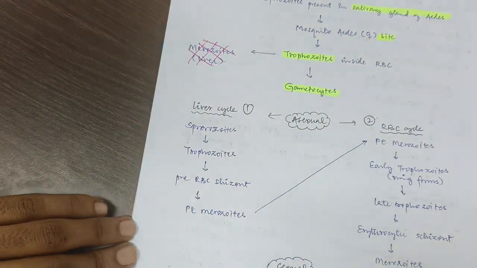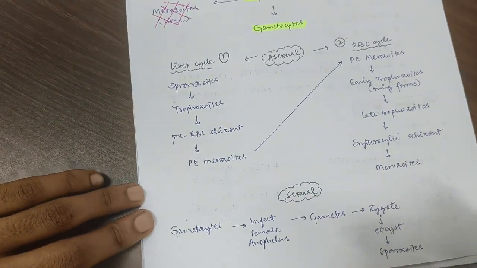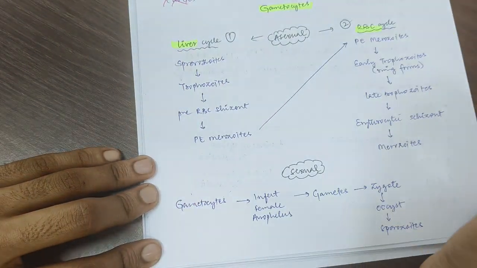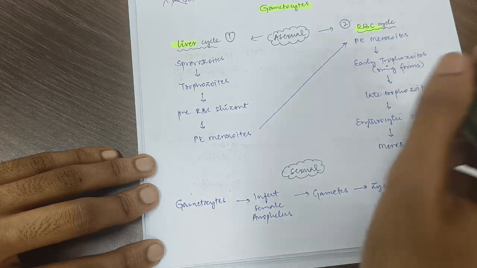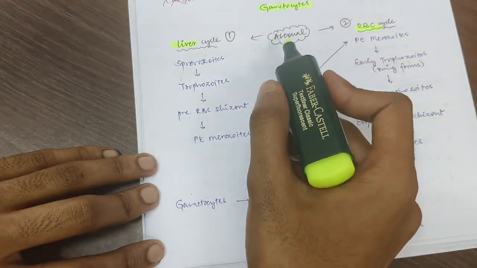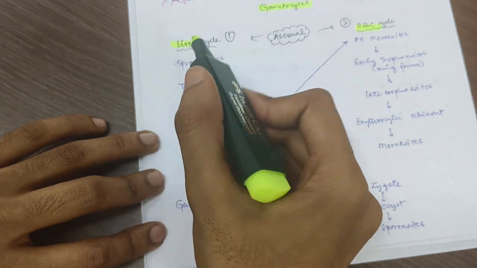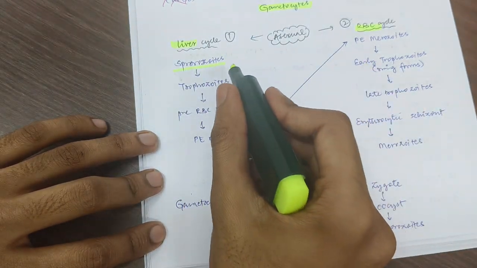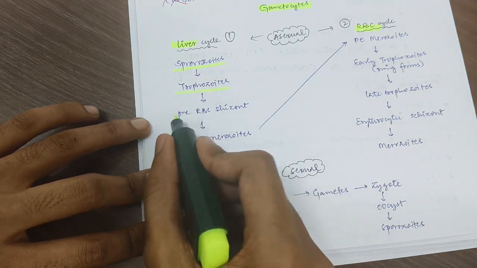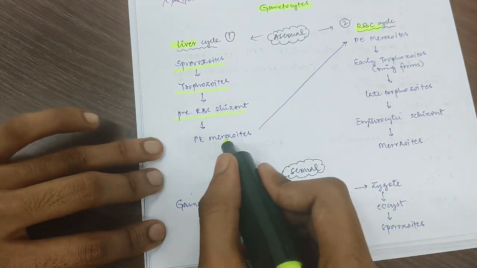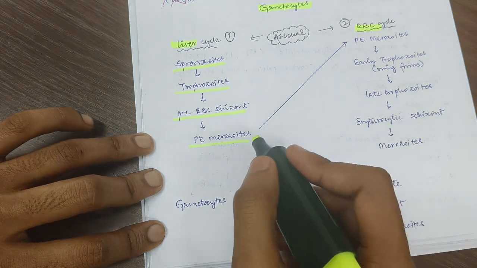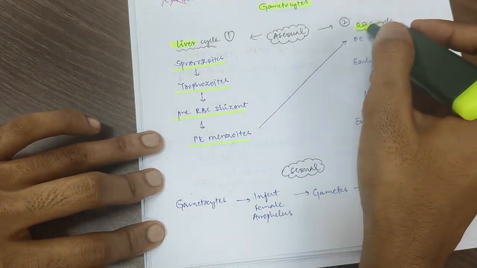If you want to remember the separate life cycles, that is asexual life cycle and sexual life cycle. In the asexual life cycle, the liver cycle and RBC cycle are commonly seen in the human, whereas the sexual cycle is seen in the female Anopheles mosquito. In the liver cycle, first sporozoites are formed. From the sporozoites, trophozoites form, and the trophozoites later form pre-erythrocytic schizonts, and later pre-erythrocytic merozoites are formed.